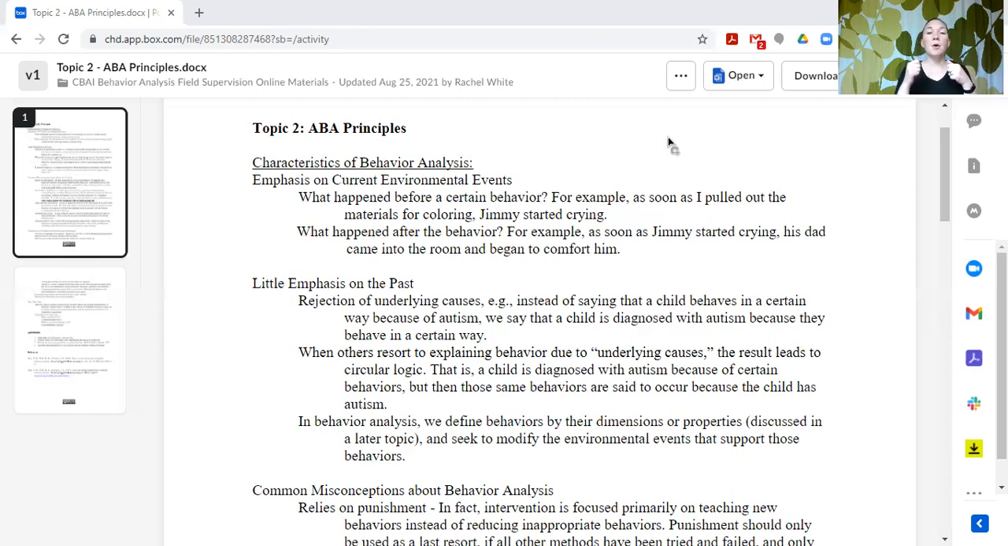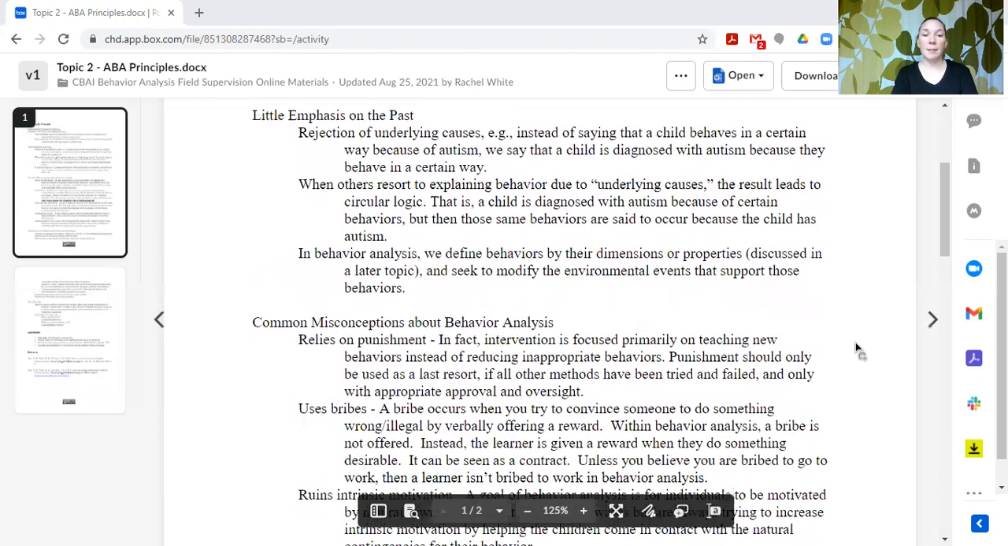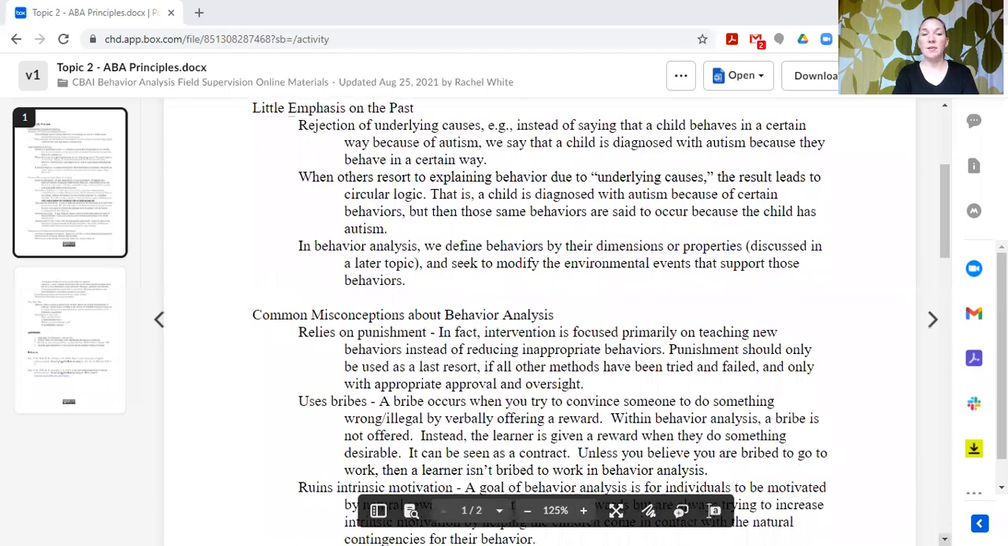No. We also can't get into the circular logic of saying, well, this learner behaves that way because they have autism, when the diagnosis of autism is based upon the way they behave. So you see how that's a circle. Instead, again, we're going to look at behaviors as what need is this behavior meeting for this learner in this moment. There are some misconceptions about behavior analysis.